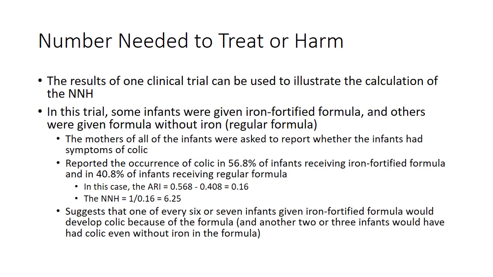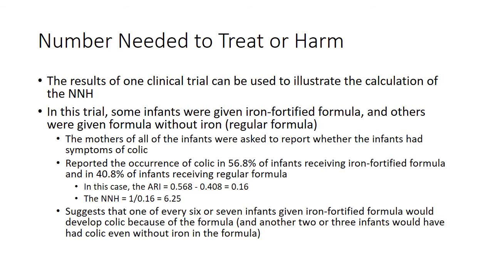So now having those percentages, we can calculate an absolute risk increase, which in this case would be 0.568 minus 0.408, and you end up getting 0.16. So that's our ARI in that case. So if you were to take 1 divided by that 0.16, you end up getting 6.25. Basically, that was suggested by giving infants iron fortified formula. For every 6 to 7 of those that you were giving that formula to, one of them would develop the instance of colic, essentially.